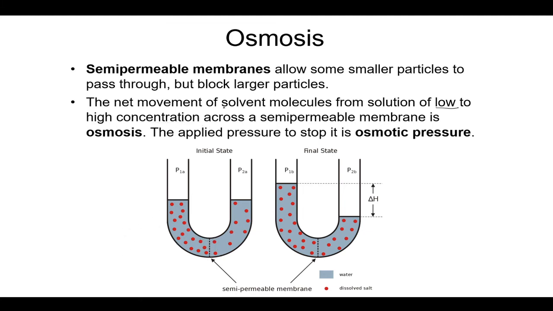Okay, so the net movement of solvent molecules here, we're talking about water, that's the most common example, but any solvent will operate in this respect. It'll move from this low concentration to high concentration across this semi-permeable membrane. Here with water, it's osmosis. With other solvents, you might see it called diffusion. Now, osmotic pressure is the property we care about here, and I'll show you why in an example in a second.